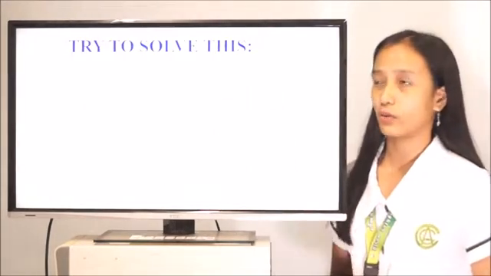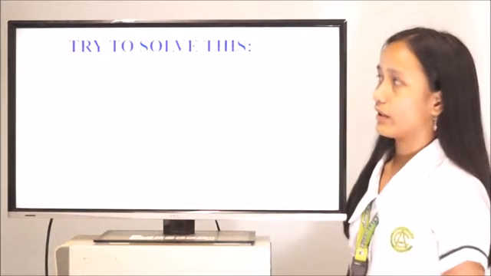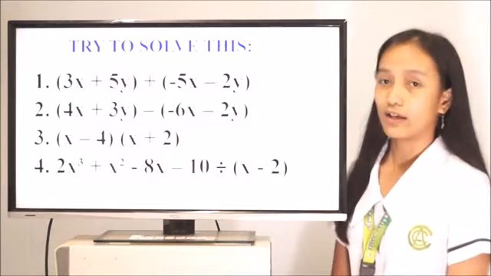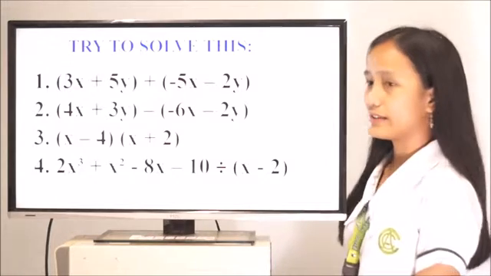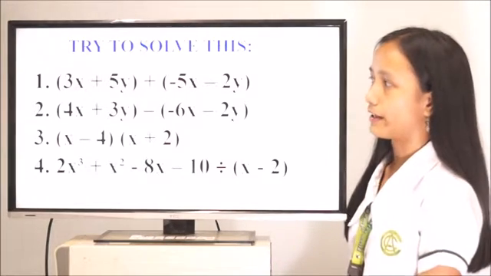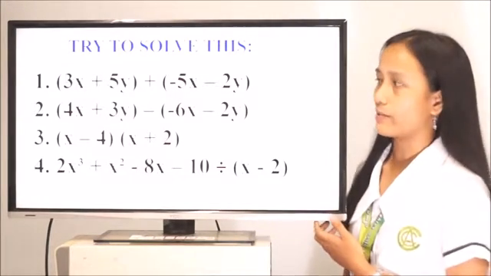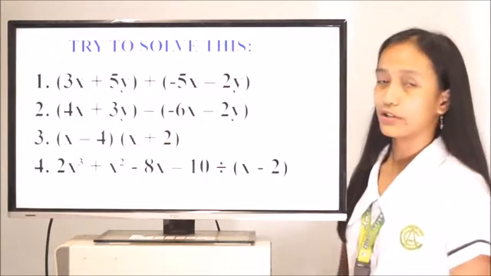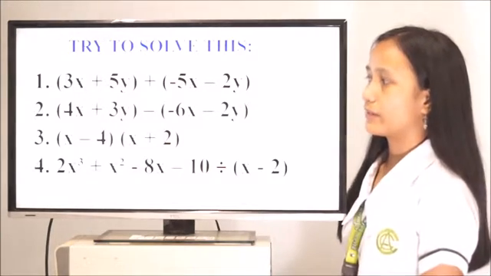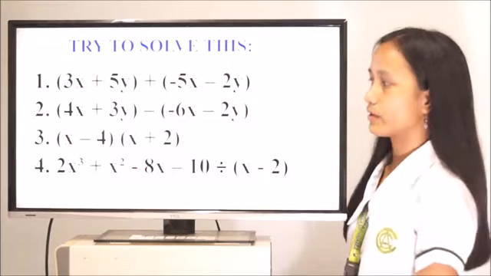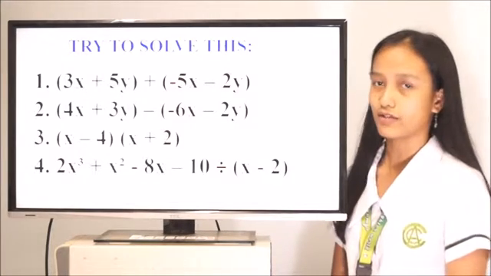Now, let's check your own understanding. Try to solve this. Number 1, addition. The quantity 3x plus 5y plus the quantity negative 5x minus 2y. Number 2, subtraction. The quantity 4x plus 3y minus the quantity negative 6x minus 2y.